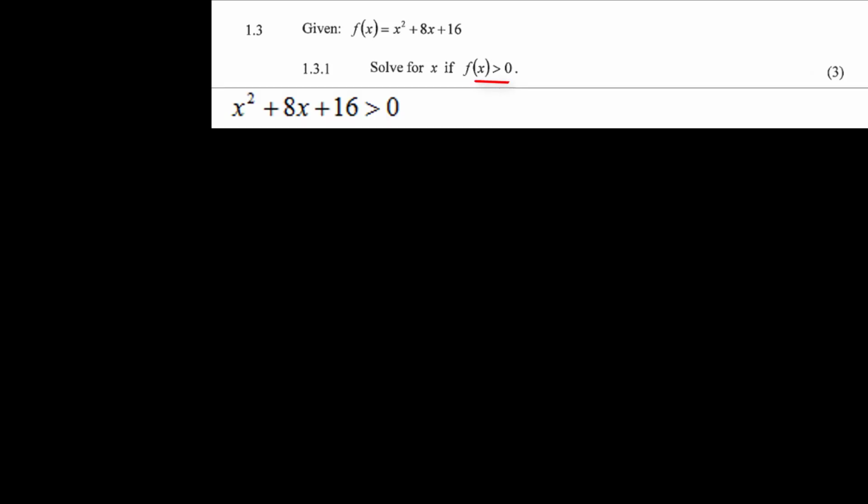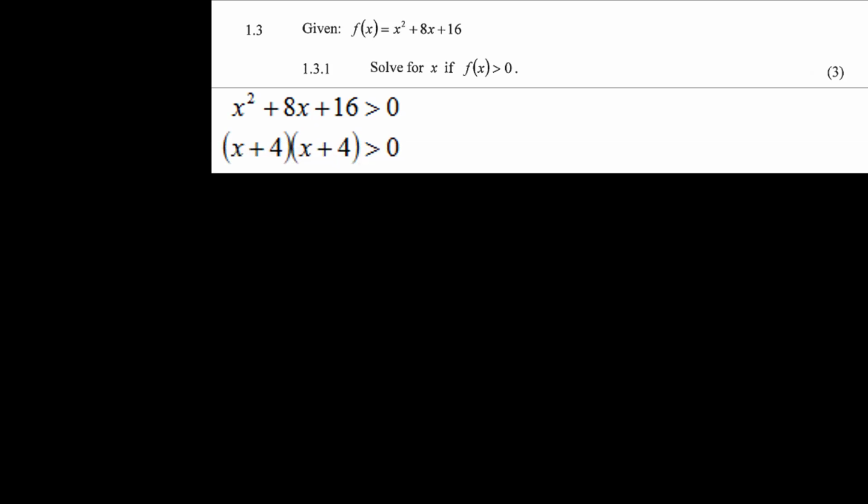Question 1.3.1. For 3 marks, given that f of x is equal to x squared plus 8x plus 16, solve for x if f of x is greater than 0. There's a few ways of solving this, but I'm going to start with a quadratic. x squared plus 8x plus 16 is greater than 0. We'll factorize this into x plus 4 times x plus 4 is greater than 0.